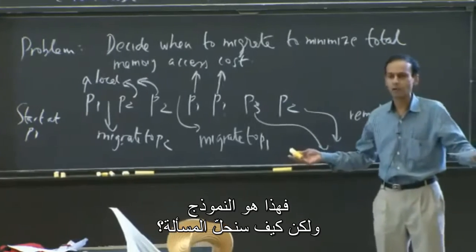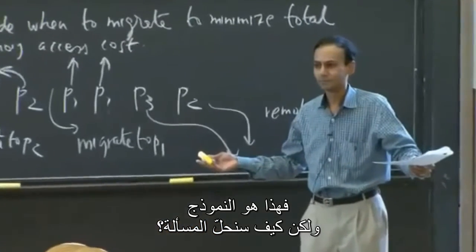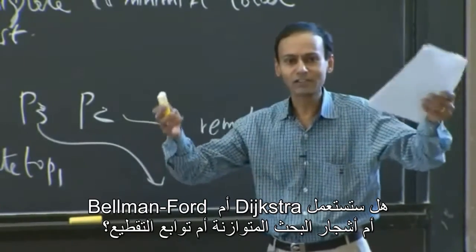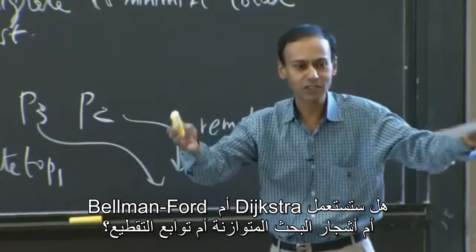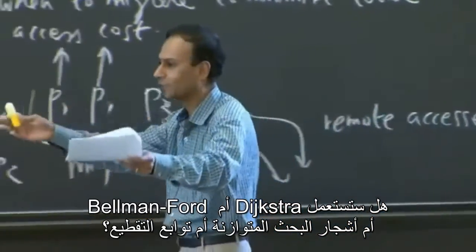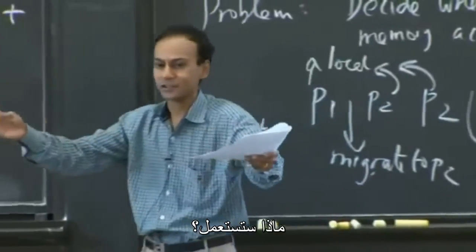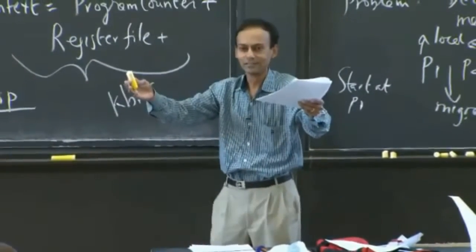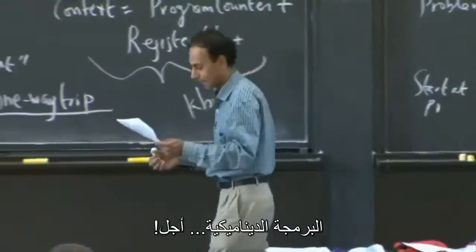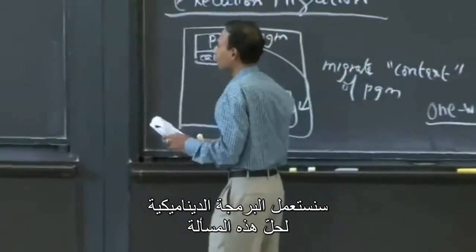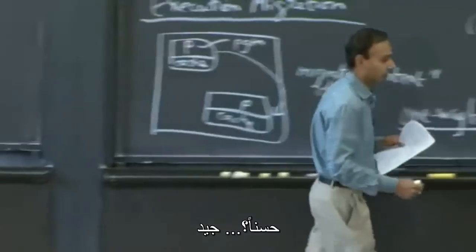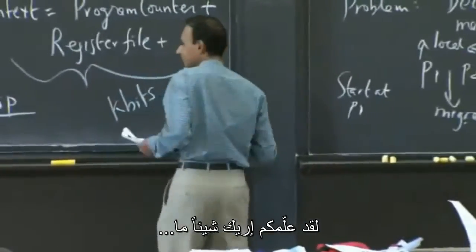How are we going to solve this problem? Are we going to use Dijkstra? Are we going to use Bellman-Ford? Are we going to use balanced search trees? Are we going to use hash functions? What are we going to use? Dynamic programming. All together. Dynamic programming. All right. We're going to use dynamic programming to solve this problem. Okay? Good. So Eric taught you something.